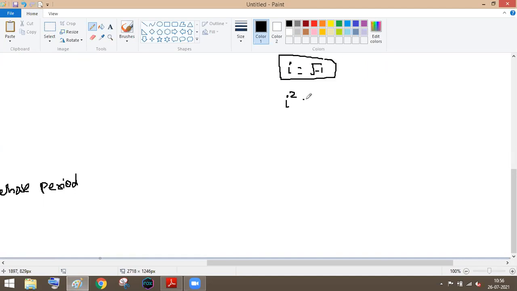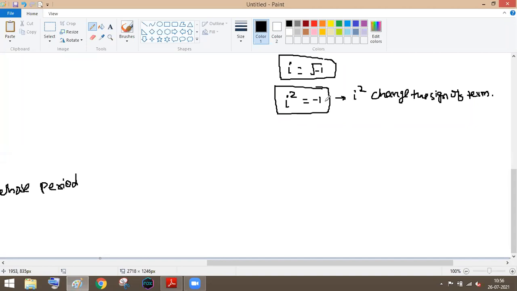Now squaring both sides, the square of this is i squared, and the square of this is minus 1. So we get another term, i squared equals minus 1. From here, try to remember: i squared changes the sign of the term. What does i squared change? The sign of the term. But what is the value of i squared? i squared is minus 1.